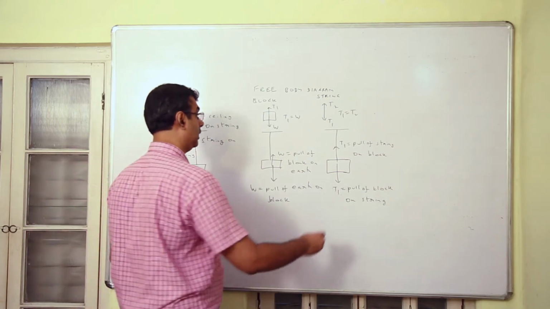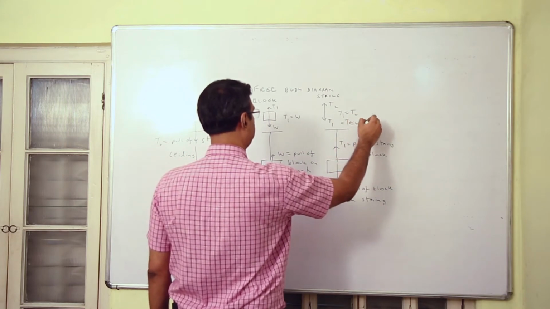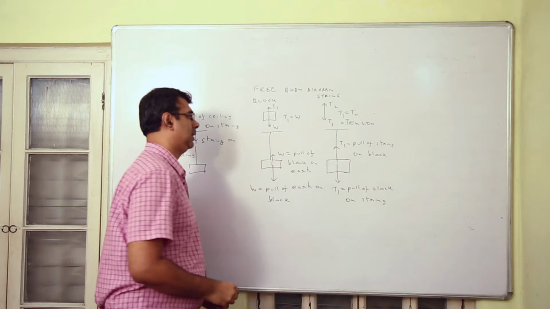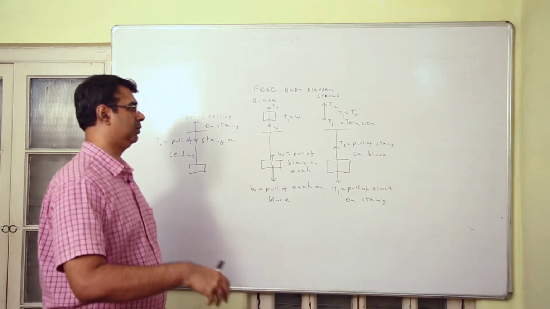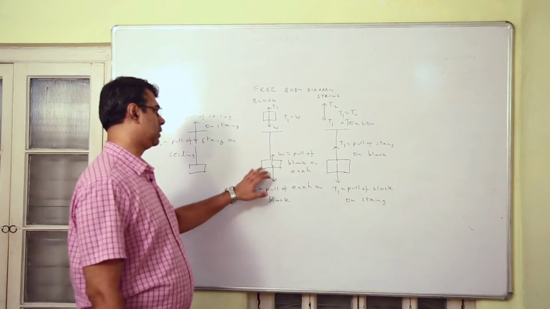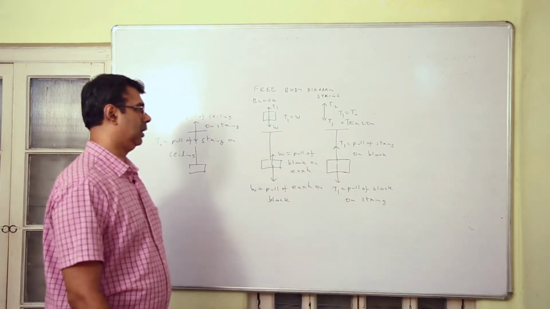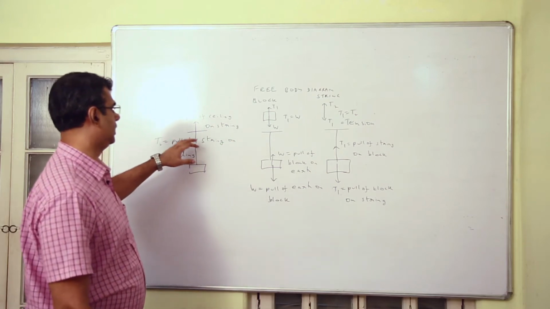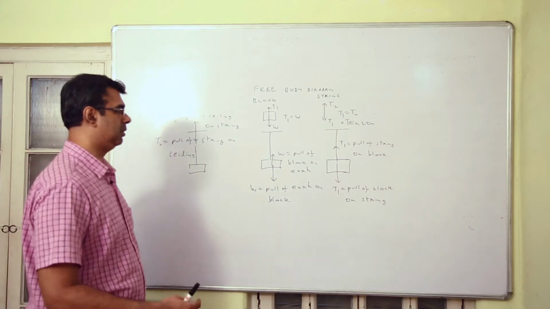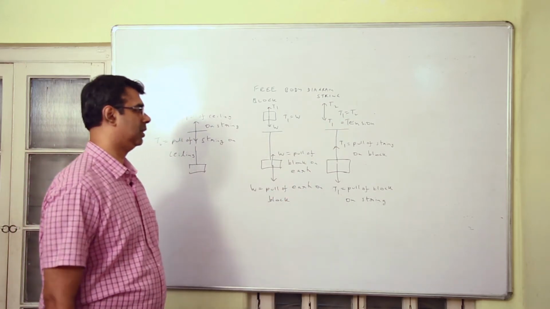Now this T1 or T2, they both are called tension in the string. So tension is the response of the string to any force on it. So when the block is pulling the string, the response of the string is T1, and when the ceiling is holding the string, the response of the string is T2, and this T1 and T2 are equal to each other and they are called tension in the string.